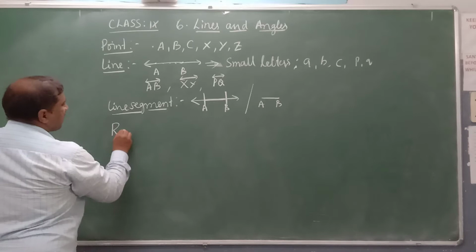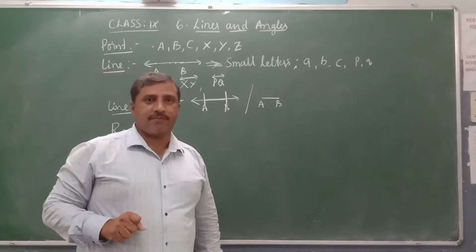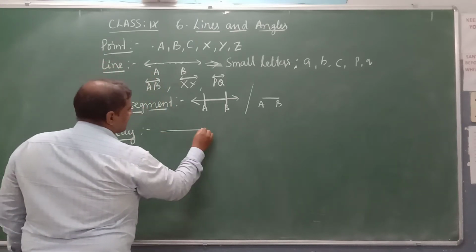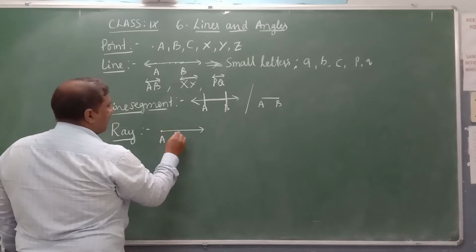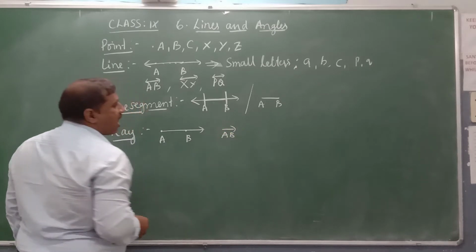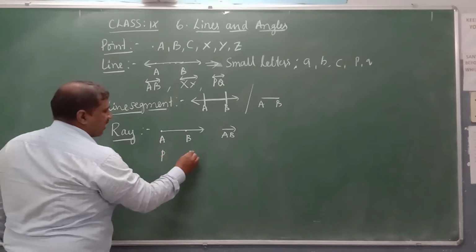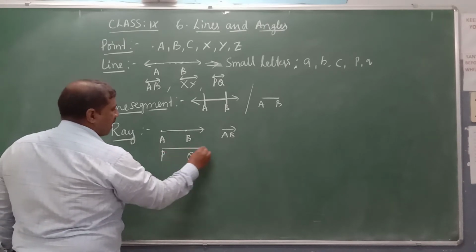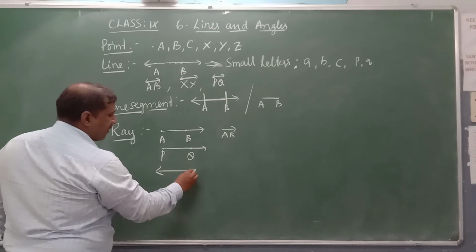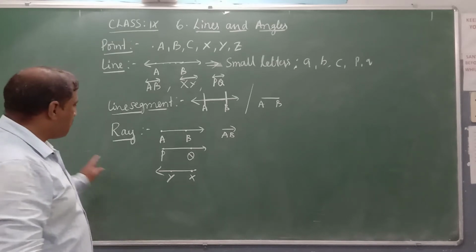Now ray. What is a ray? A part of the line with one end point. Yes, like this. This is a part of the line, with A as the end point and it goes through B. This is called ray AB, and we read it like this. Ray AB, ray PQ, or ray XY, like this.